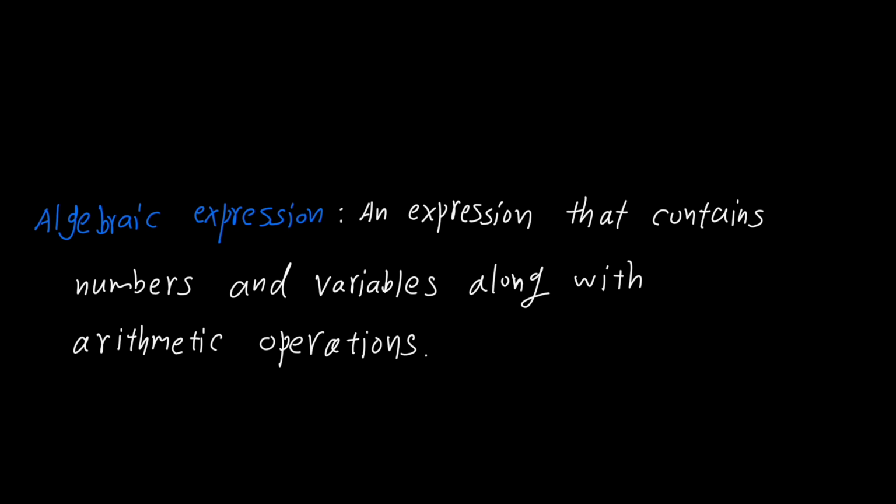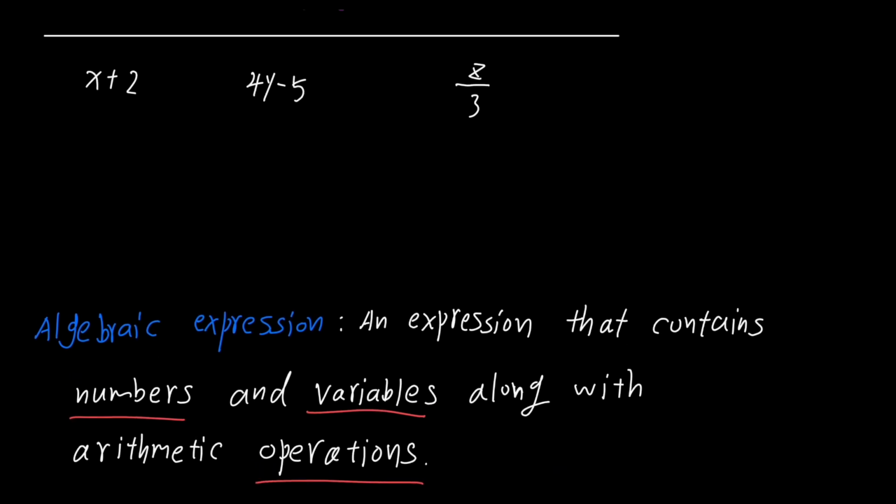It simply means an expression that contains numbers and variables and operations. If one expression has these three elements, we call it an algebraic expression. So for this one, in this case, we have a number, we have a variable, and we have an operation, which in this case is addition. So we call it an algebraic expression.